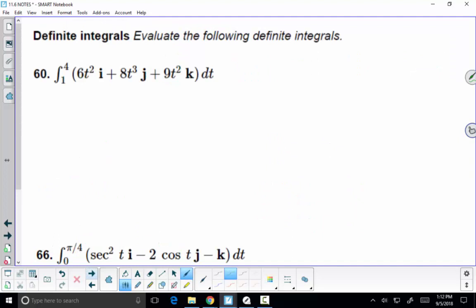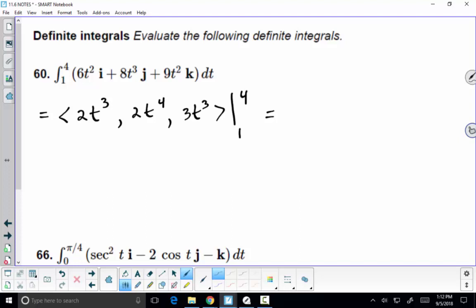Definite integrals. Piece of cake. If you can find the indefinite integral, the definite integral is simple enough. We just plug in the upper limit, plug in the lower limit, take the difference, and we're done. We'll go through this pretty quickly. So we integrate each of these terms, or components more correctly. Components are parts of a vector. Coordinates are parts of a point. So we integrate from 1 to 4. And then we plug in the 4, plug in the 1, and subtract the two, and we're done.